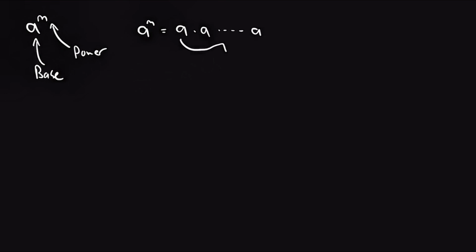So if you have a to the m, first of all, this is called the base, and the power here is called the power. So what this means is a to the m is equal to a times a all the way up to m times. So let's say you have 2 to the power of 2. So this is just equal to 2 times 2, which is just 4. And that's basically an overview. Now we'll be going over the exponent laws.